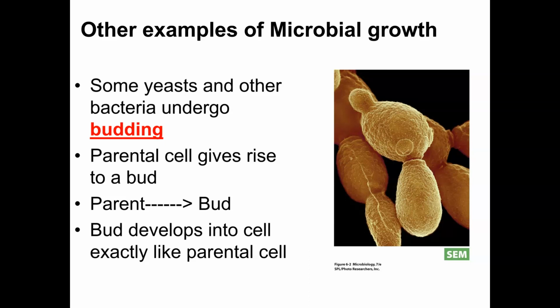Now, one interesting example of an organism that reproduces similarly to bacteria is good old yeast. Okay, yeast are fungi. Okay, they are eukaryotes. And yeast undergo a process called budding. Similar to binary fission in bacteria, but not quite the same.